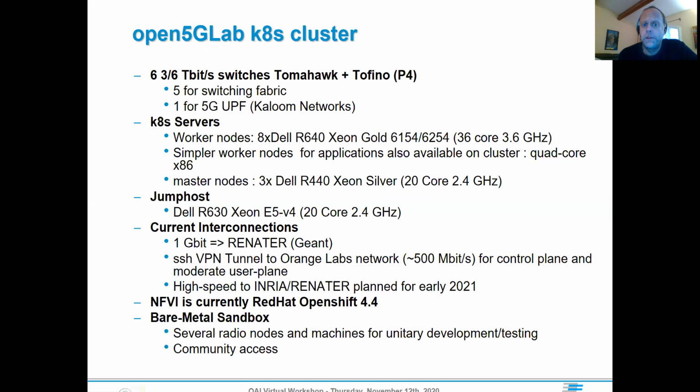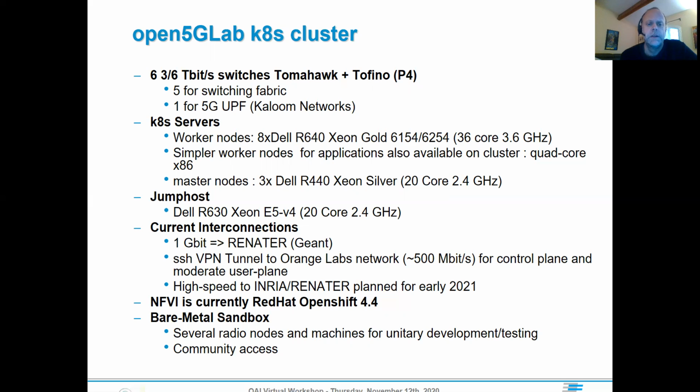The Kubernetes servers, if we look at the worker nodes, these are all high-end Dell Xeon Gold servers, so 36 core machines. There are 8 of them today, and that number is growing. We have simpler worker nodes for different applications that are also available on the cluster, and these are smaller, like quad-core x86 nodes. And we have 3 master nodes today that play the role of Kubernetes masters. There is one node, which is a jump host, which allows people from the community to come in, or those that we've given access to come in and deploy software on the cluster, or use some of the nodes in the Sandbox.